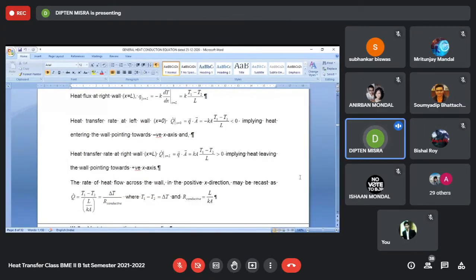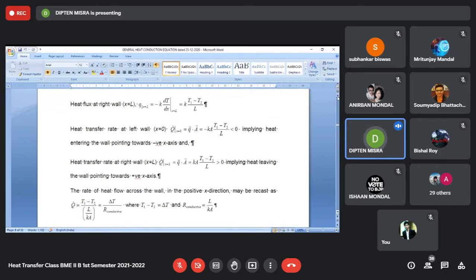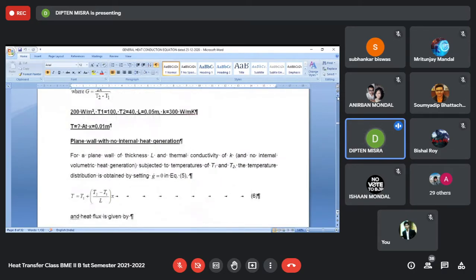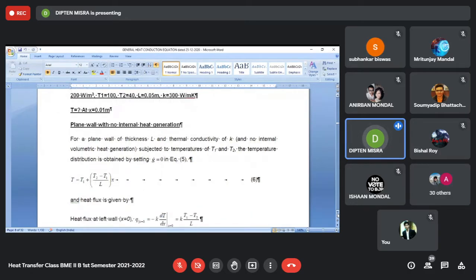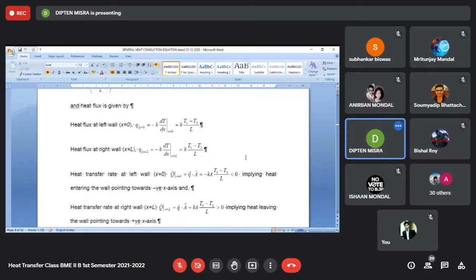Yesterday we were discussing the heat transfer from a plane wall, having temperatures T1 and T2 on the two sides. We found that the heat flux is given as k into (T1 minus T2) by L. Now, the heat flux in the positive direction is given as k into (T1 minus T2) by L.